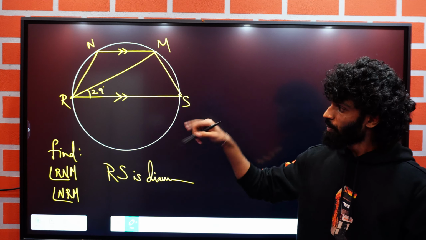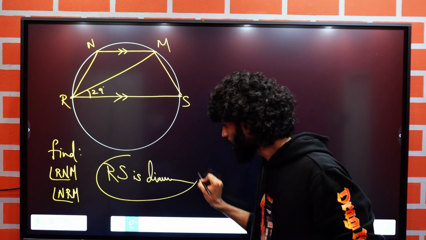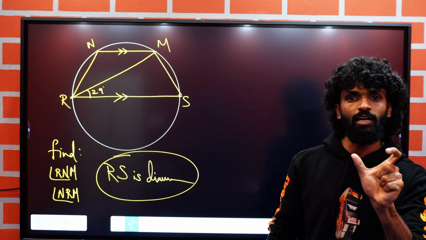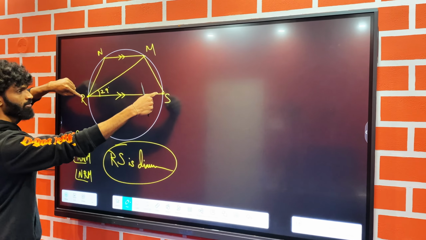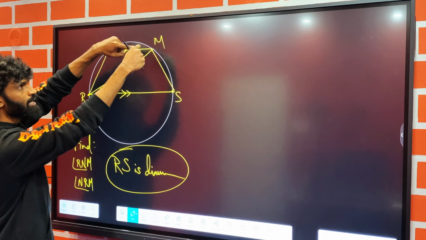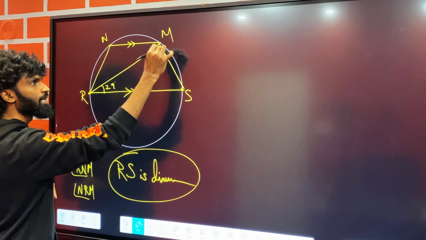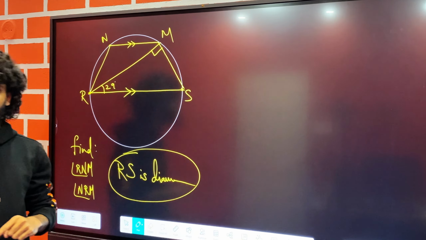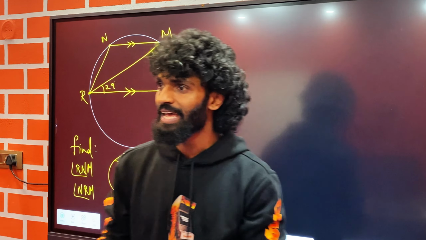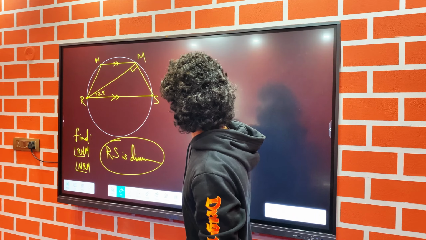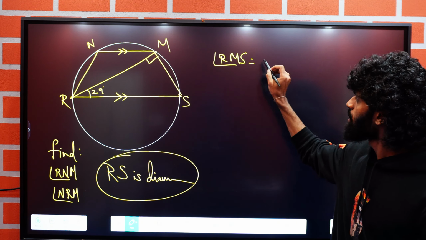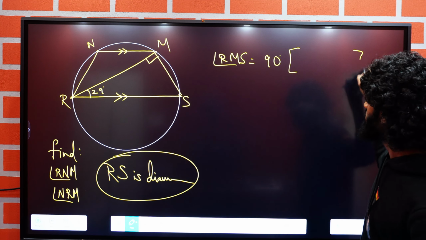Now let's start. But the most important thing given to us here is RS is the diameter. Diameter means semicircle, so I'll finish that first. I'll place the fingers at R and S. It is leading towards M, which means automatically this will be a right angle. What theorem is that? That is theorem number 3, which says angle in a semicircle is 90 degrees. So automatically angle RMS is equal to 90 degrees. You will state that theorem there.